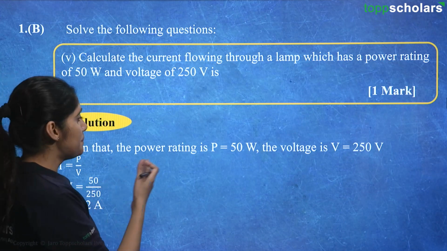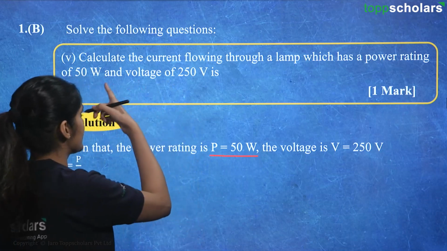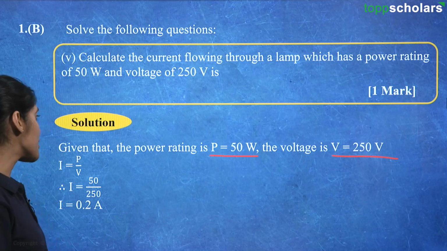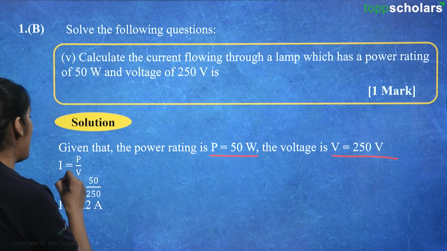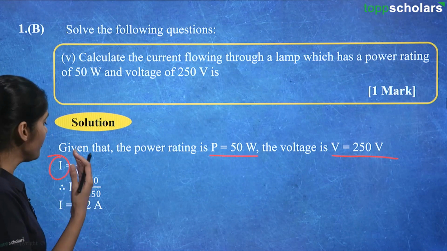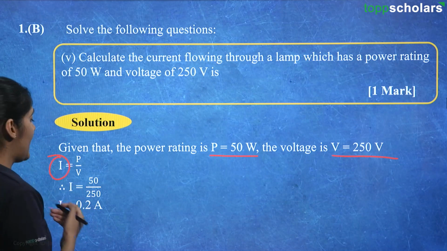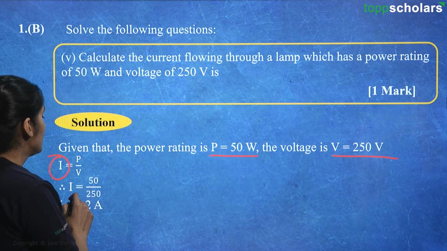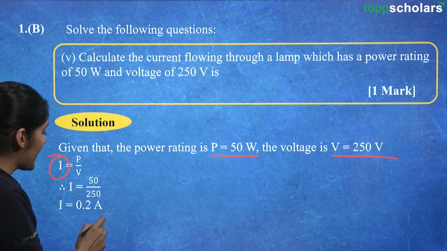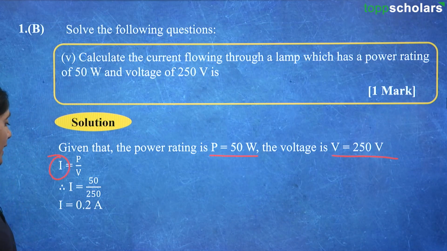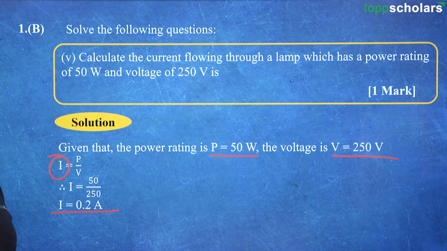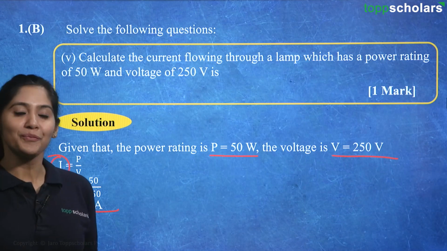Let's see. Given that the power rating P is 50 watts, which is given here, and the voltage is 250 volts, which is also given in the question. So what we have to find out is I. I is equal to P upon V is the formula. So we replace power by 50 watt and 250 is the voltage. So if we calculate, what are we going to get? We are going to get 0.2 and the unit of current is ampere. So the correct answer is 0.2 amperes. I hope it helps.